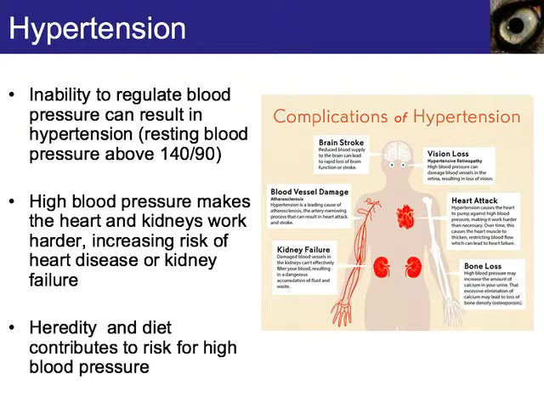We've all heard about hypertension. Hypertension is the inability to regulate your blood pressure and can result in an increase in blood pressure. High blood pressure makes the heart and kidneys work harder, increasing the risk of heart disease or kidney failure. Heredity and diet can contribute to risk for high blood pressure. And over here, you guys can see the complications to high blood pressure. That's why the doctors always want you to keep your blood pressure in check. It could lead to brain stroke, vision loss, heart attack, bone loss, kidney failure, and blood vessel damage.